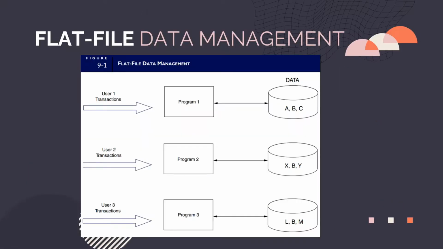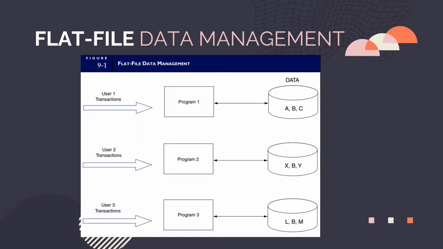For us to better understand what flat file data management is, we have these illustrations. As we can see, we have three users, 1, 2, and 3, and they have their corresponding programs and their own data. So data A, B, and C is exclusive for user 1, X, B, and Y is for user 2, and L, B, M is for user 3. So ganun nag-work yung flat file data. May kanya-kanyang data every user. Meaning, ang nakaka-access lang ng data A, B, and C is si user 1.